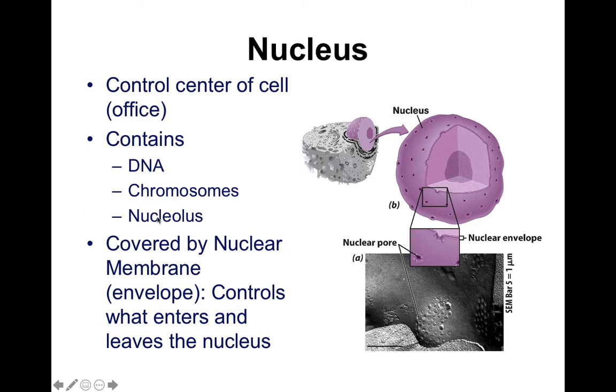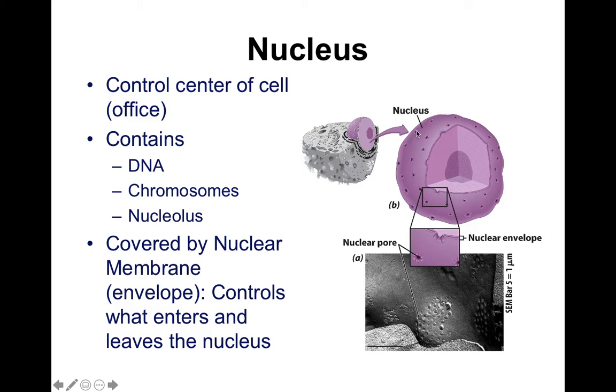Also, it contains the nucleolus. The nucleolus is this dark spot. If you look inside the nucleus, it has this dark circle on the inside of it. That's the nucleolus. I think that's going to be the next slide. It's covered by its own membrane known as the nuclear membrane. That's what covers it right here.